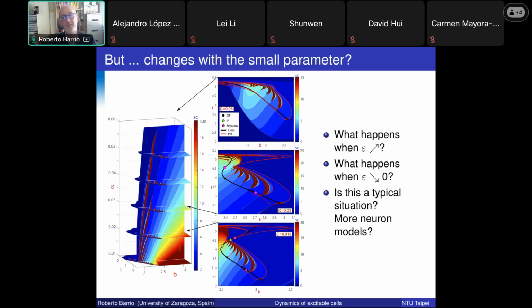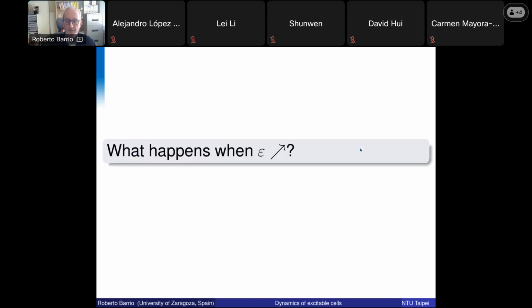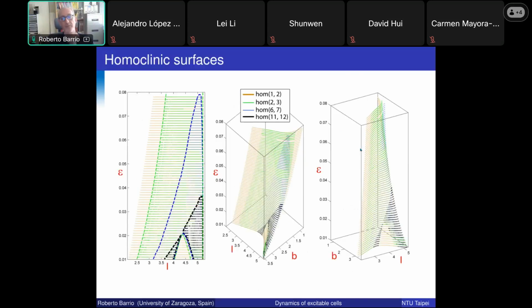So what really happens with these codimension 2 points? We have a codimension 3 bifurcation point. It is one option. So the collision of two codimension 2 points can be a codimension 3. Let's see what happens. We want to know what happens when epsilon grows, but also what happens when epsilon decreases. So let's go. What happens when epsilon grows?